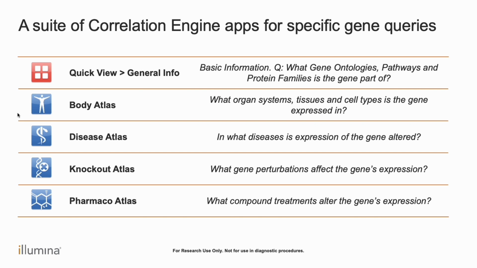From the Body Atlas, find which organ systems, tissues, and cell types the gene is expressed in. Use the Disease Atlas to see in what diseases the gene expression is altered or in which the gene is mutated. The Knockout Atlas allows you to see which gene perturbations affect the gene's expression. And the Pharmacoatlas gives insight into compound treatments which impact gene expression.